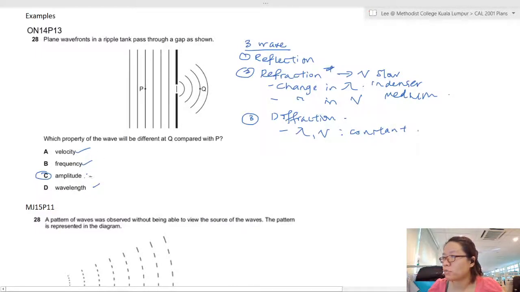So this one will be because the wave, this teeny tiny part of the wave that passes through the gap, is spread out. Because it is spread out, your energy will decrease. So that's why your amplitude will decrease. Okay, the waves are spread out.